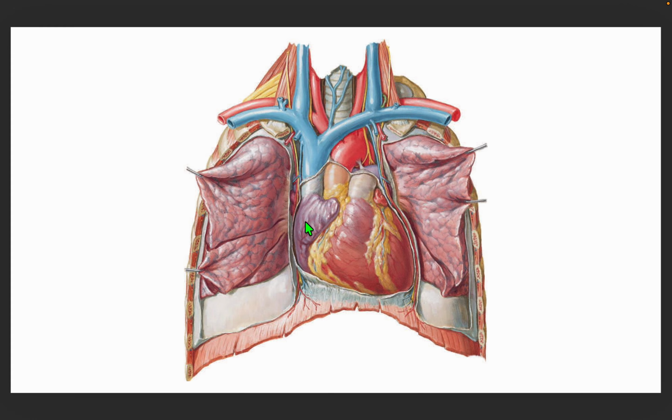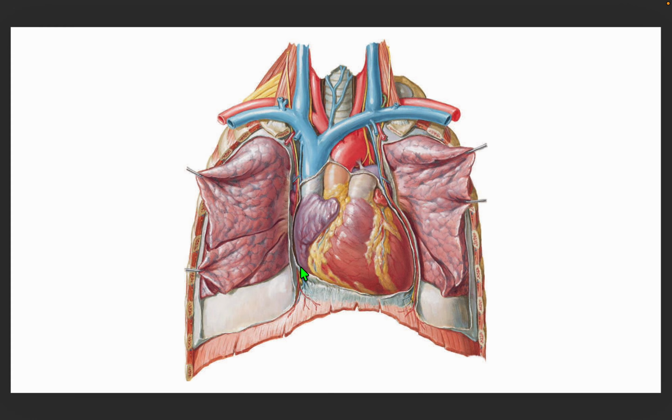Now, if you look from the right side, we can identify a shallow vertical groove, which is not clearly visualized in this view, and that groove is known as the sulcus terminalis. It runs along the right border of the heart, and it extends between the orifices of the superior vena cava and inferior vena cava. This sulcus terminalis corresponds with the crista terminalis in the interior of the right atrium.